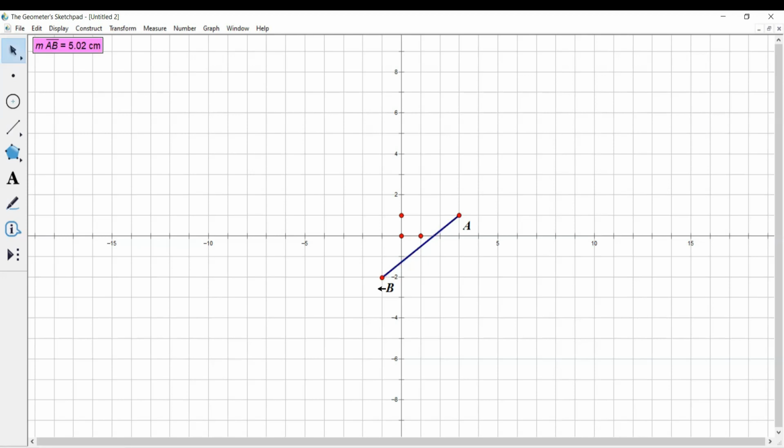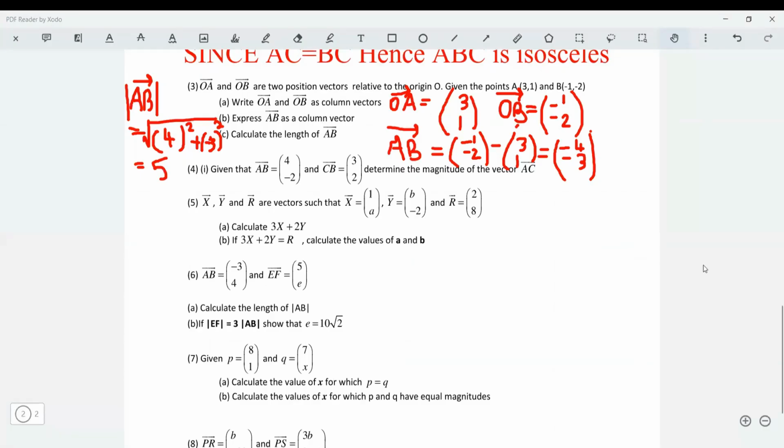You can never get it spot on, 5.02. The length of AB is 5, as you can see. Just like we'll get 5. That's the length. All right, see there, 5. So that's it. That's the last one for verifying, just to show you that all the calculations we're doing are correct.